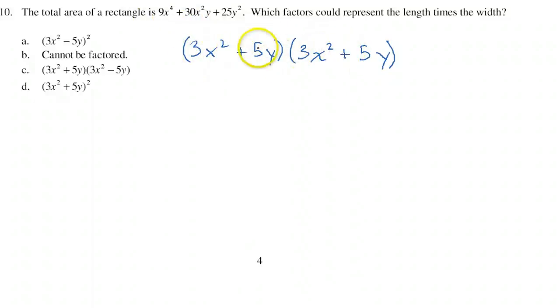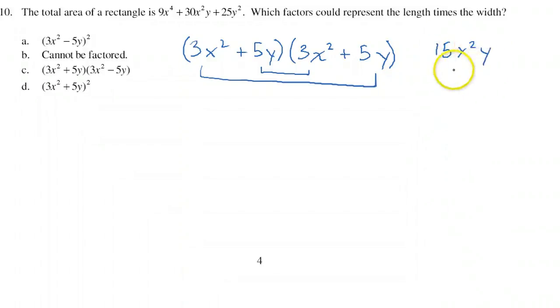So we know the first and the back, they multiply to make those, but it's always important to check the middle and the inside and the outside. So make sure that the inside and the outside add up to 30. So inside I have 15x squared y, and the outside I also have 3 times 5 is 15, and I have an x squared and a y. So that adds up to 30 x squared y, which was the middle term in our original problem. So this was correct factoring.